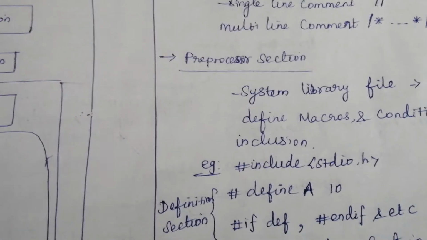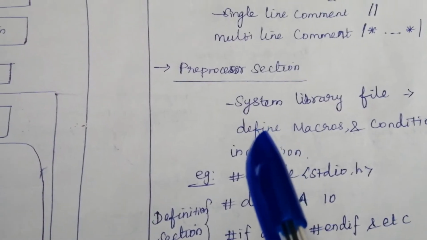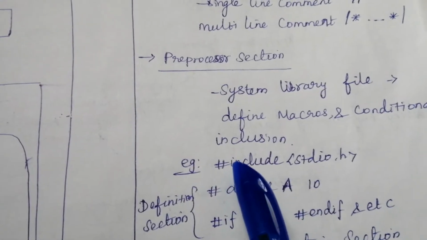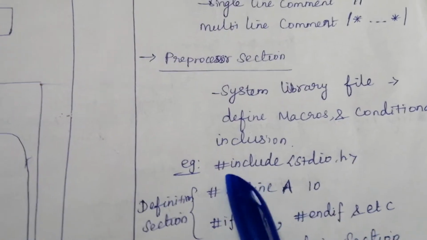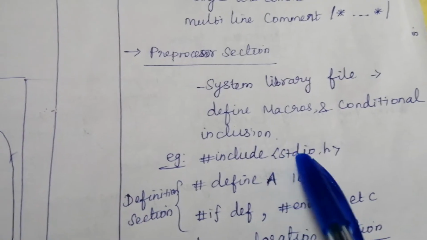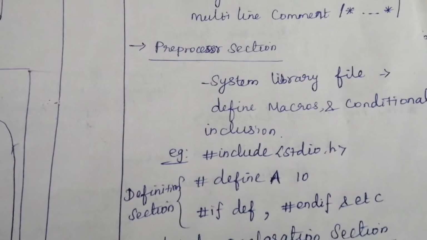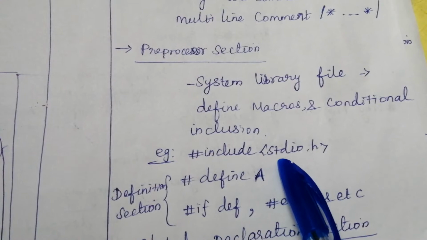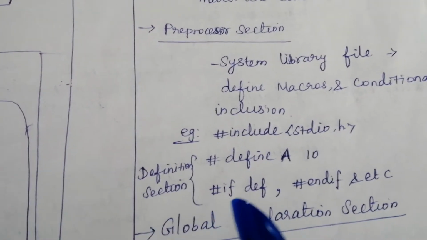Next, the preprocessor section. With the help of this particular section, we can link the system library files with the program statements. So this is about the library files we have included. For example, hash include stdio.h is a system library file that we have included in our program. With the help of this preprocessor section, the system library file will be linked with the printf as well as scanf statements. I'll explain later while explaining the example program.